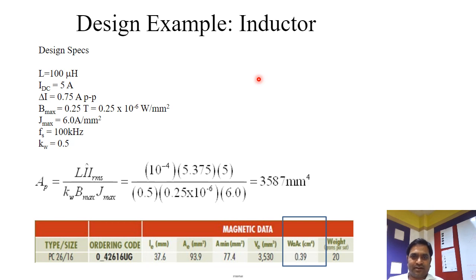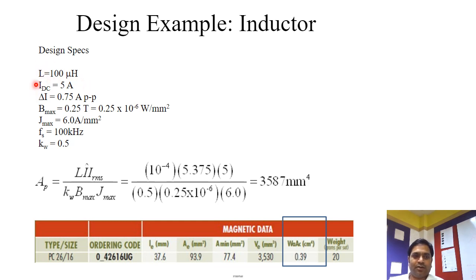Now we will take one example. First we will consider how to design the inductor. So these are the design specs which will be given from the design, and for whatever product we are going to design the inductor, either for power supplies or for some other application, these are the minimum parameters which we require. What is the inductance value required for the circuit?